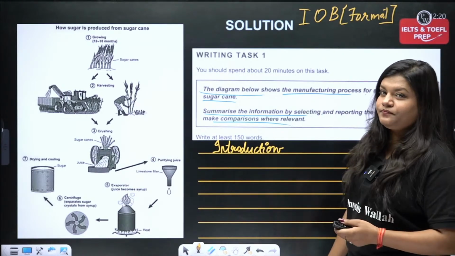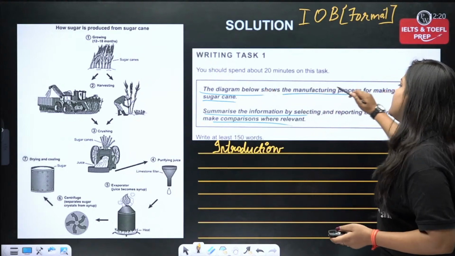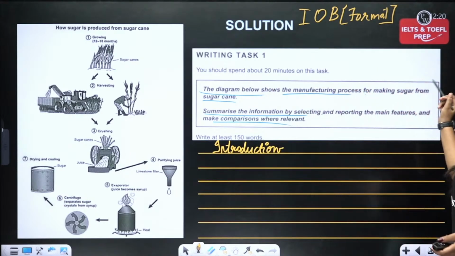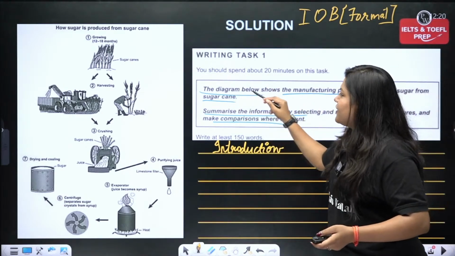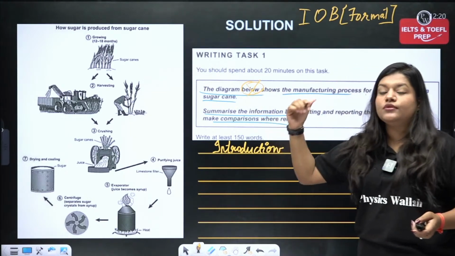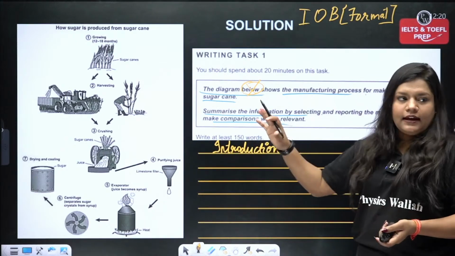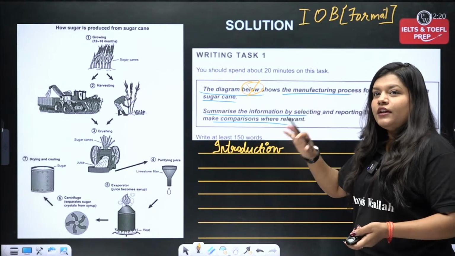ठीक है, चलो, क्या है? The diagram below shows the manufacturing process for making sugar from sugarcane. The diagram below. अच्छा, I have already told you कि ये जो term है below हम usually use नहीं करते हैं in our IELTS writing task 1 because we are not presenting any kind of a diagram. So it's really very important.